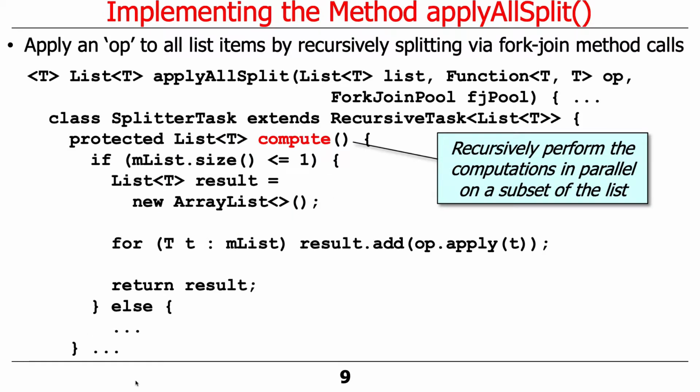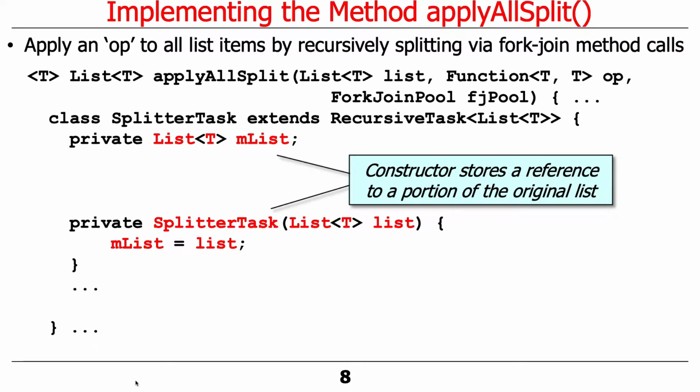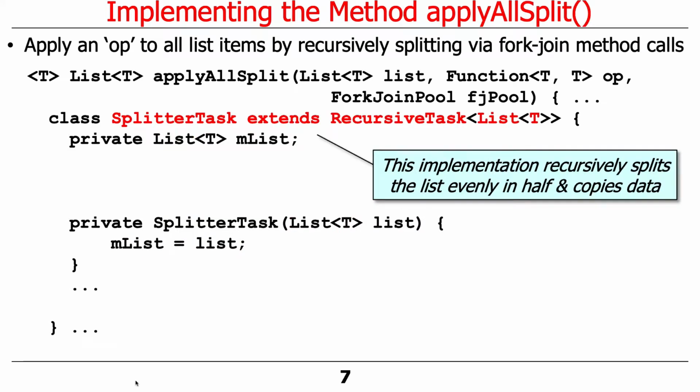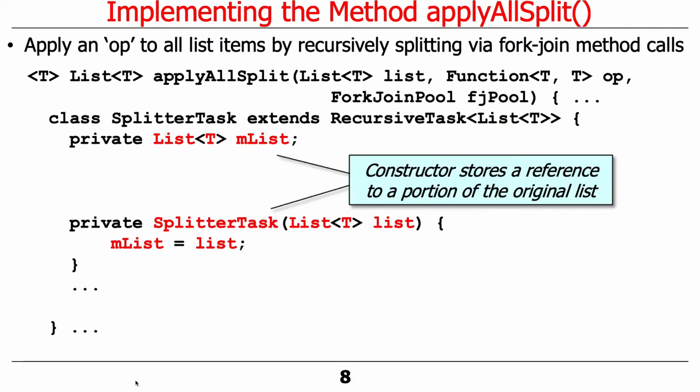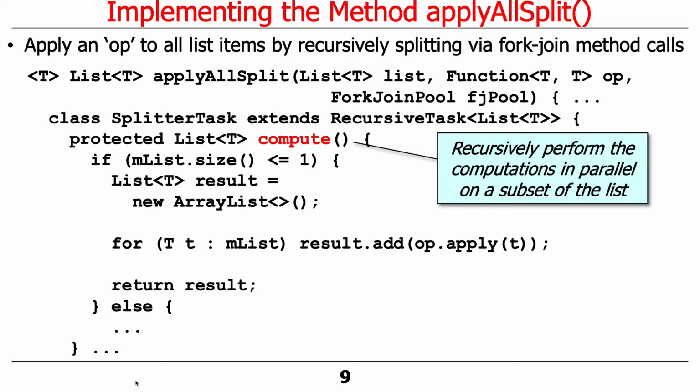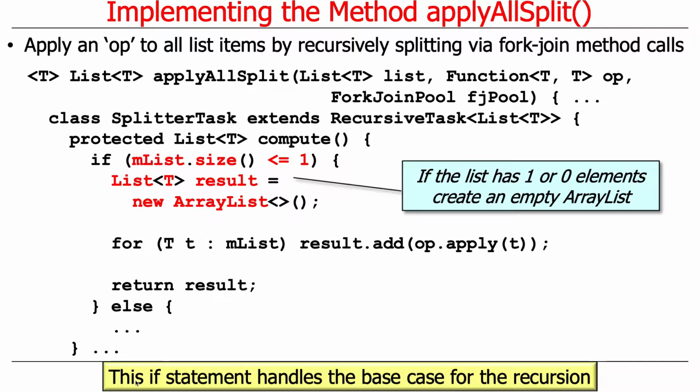Here's the compute method. Remember, compute is the workhorse method for a RecursiveTask, so SplitterTask is a RecursiveTask. I should also point out that the very first call to SplitterTask, the one right here, gives the whole list. So we start with the whole list being considered, and that gets stashed away. You can see compute is the workhorse. This does all the processing, but it'll do it in a very cool way, as we'll see in a second.